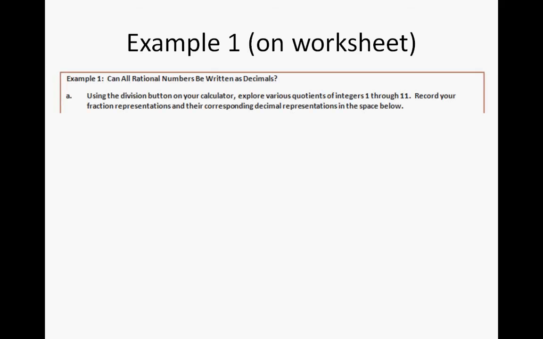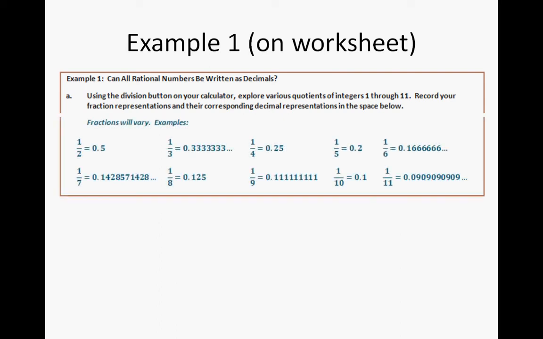Using the division button on your calculator, explore various quotients of integers 1 through 11. Record your fraction representation and their corresponding decimal representation in the space below. So you're doing 1 through 11. 1 divided by 2 would be 0.5. 1 divided by 3 is 0.3 repeating, so on and so forth. If you started with 1 as your numerator and your denominator is 2 through 11, then these would be the type of answers you would get.